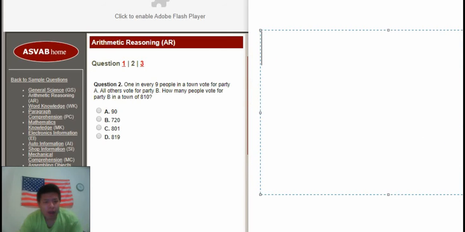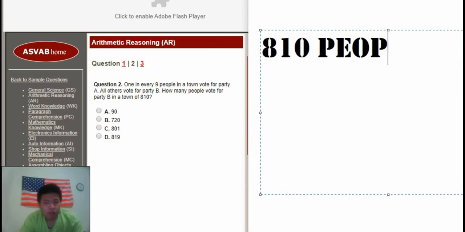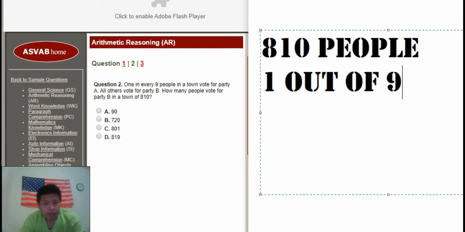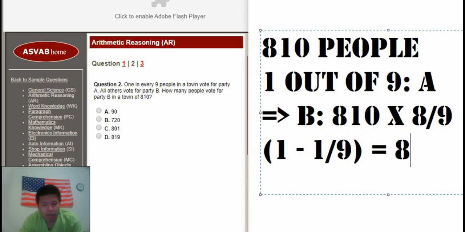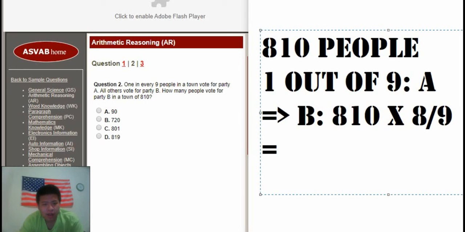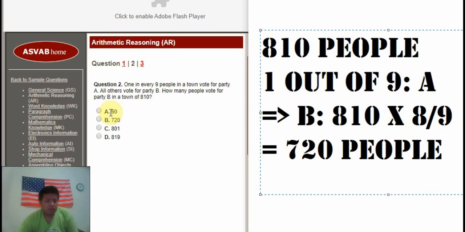So we have 810 people, but 1 out of 9 vote for A. So the B votes should be 810 multiplied by 8 divided by 9, because 1 minus 1/9 gives us 8/9. That's the ratio, so that we have 720 people. So that's the answer.